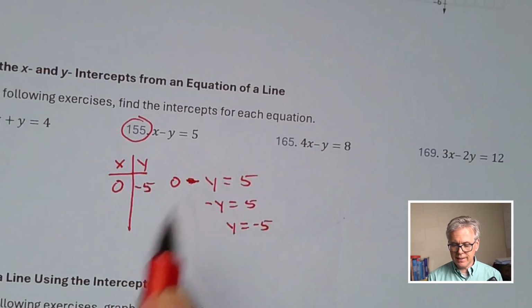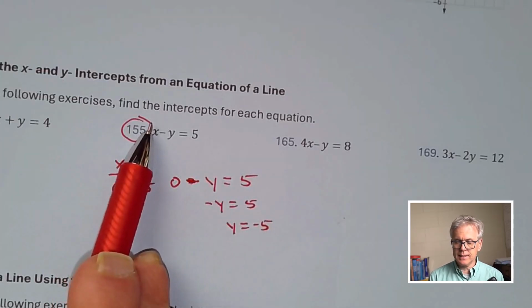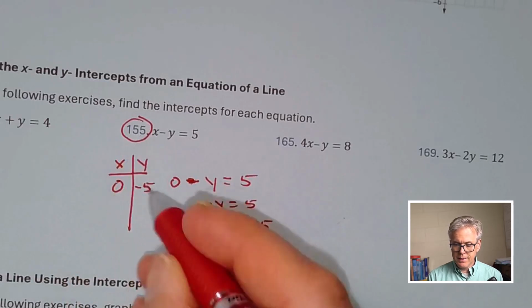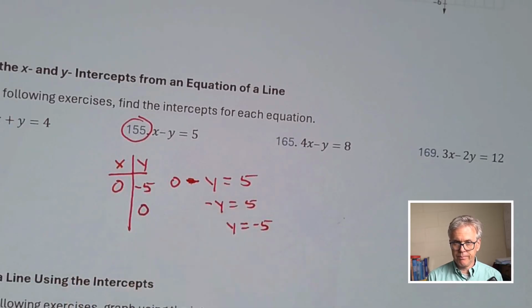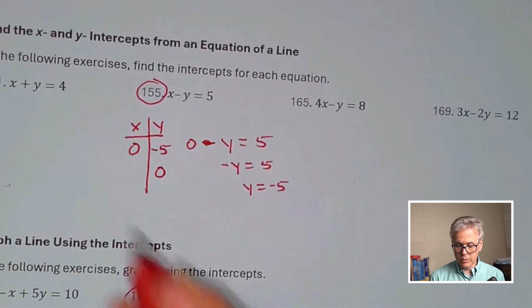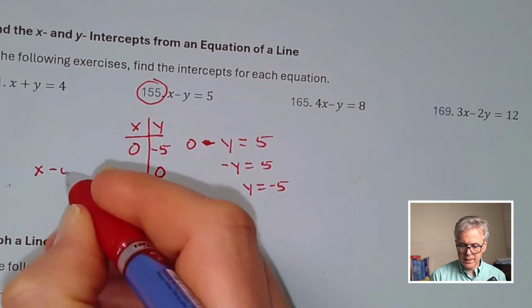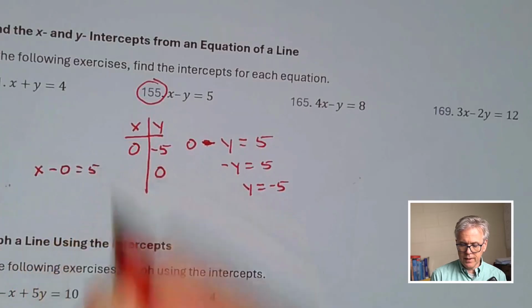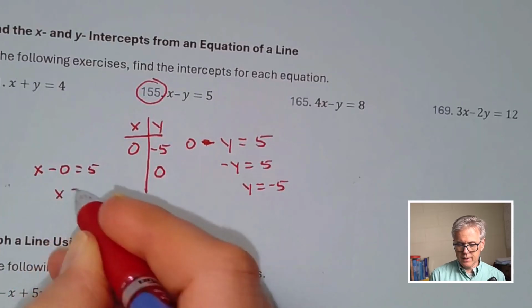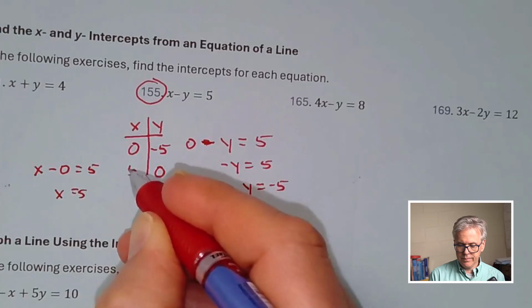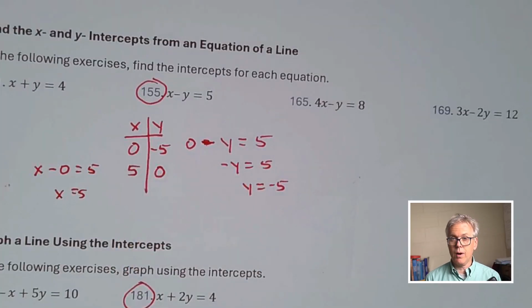Now, you don't have to show work on these. I know many of you can just cover that up and see that y is going to be negative 5. The next one is when y is 0. So when y is 0, what is x? Again, you do not have to show work on these unless I explicitly tell you to. So x minus 0 equals 5, and I'll get x equals 5. So those are my x and y intercepts.